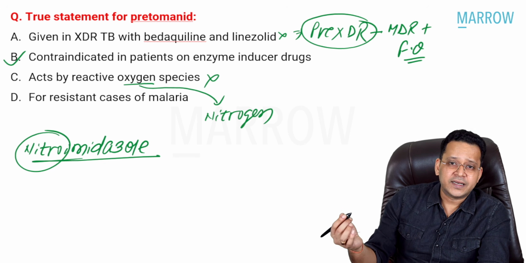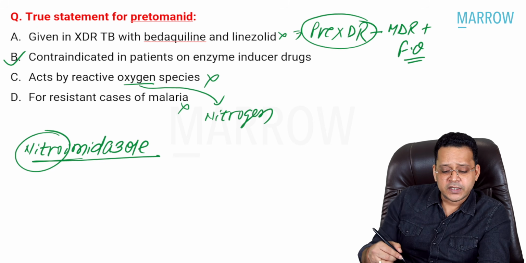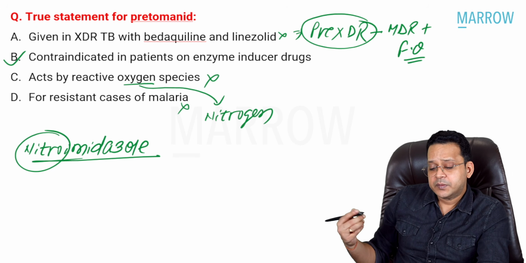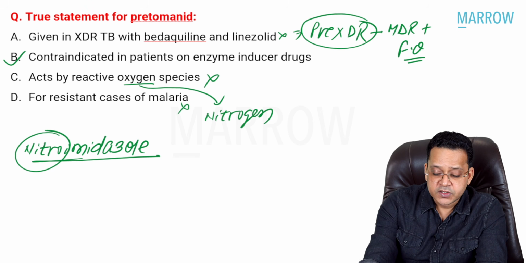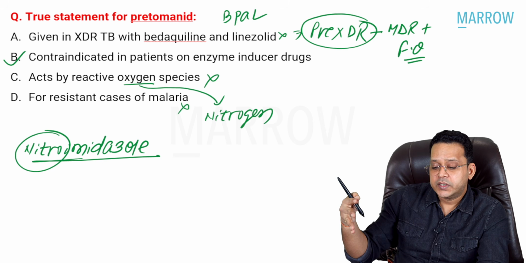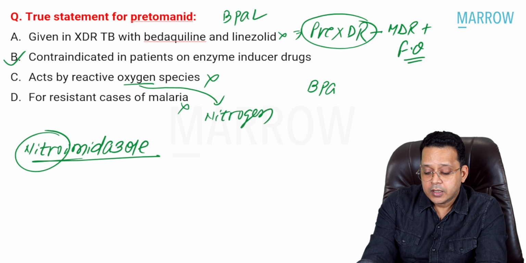For resistant malaria, I mean, this is a stupid option. All of you could have ruled out this one, right? So option B is correct, pretomanid. So remember, in India, the B-PAL regimen, right? This regimen is called B-PAL, where I have bedaquiline, pretomanid, linezolid, for pre-XDR. A new regimen has been approved recently in September, and that is called B-PAL.